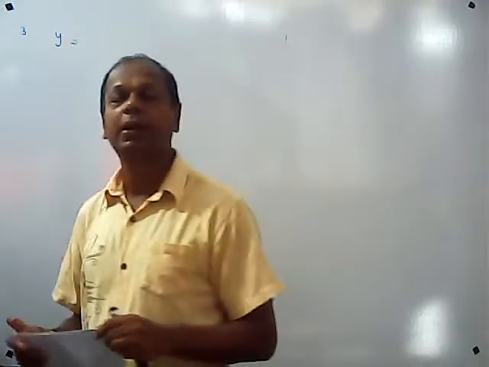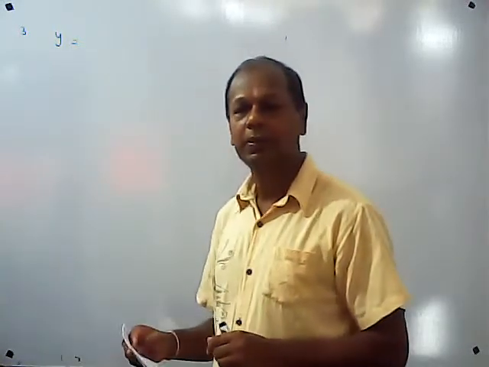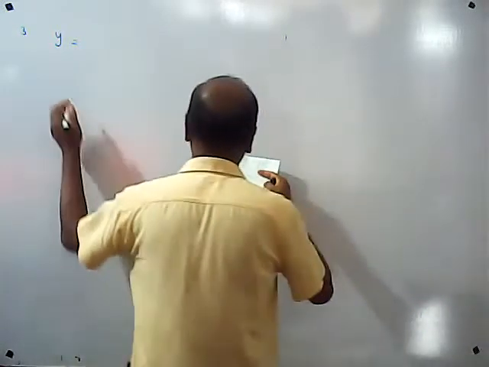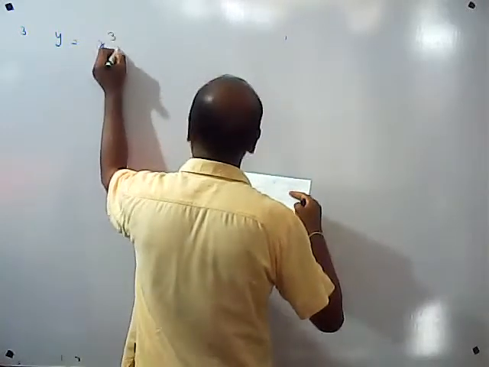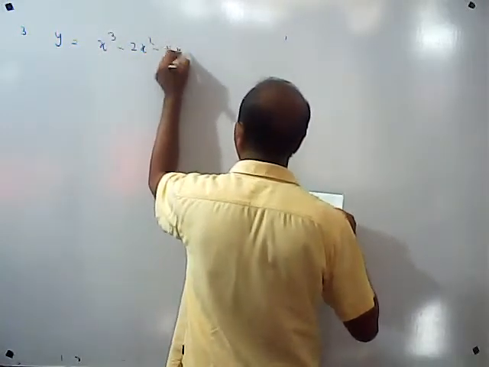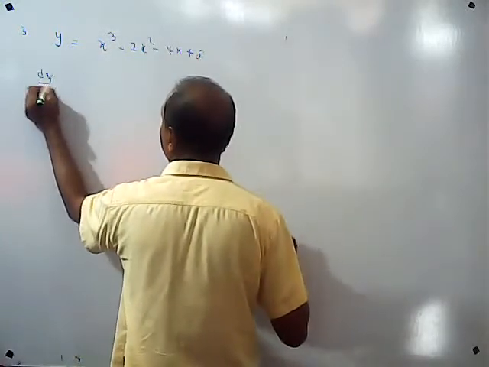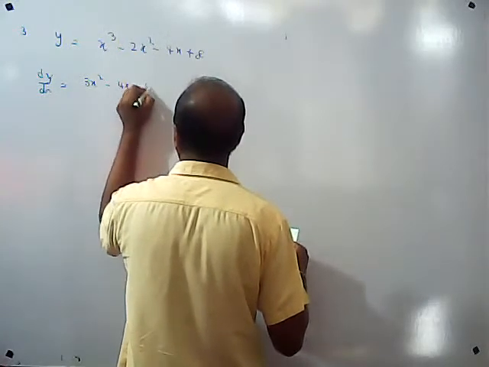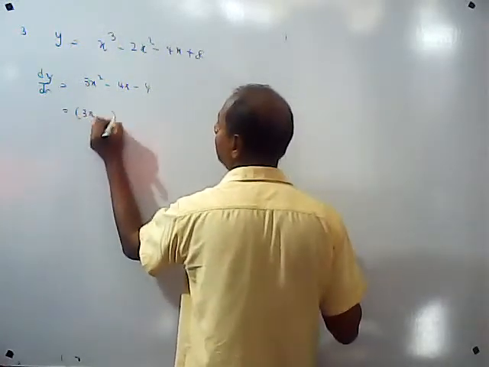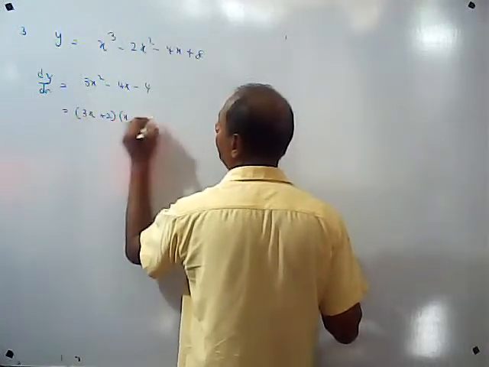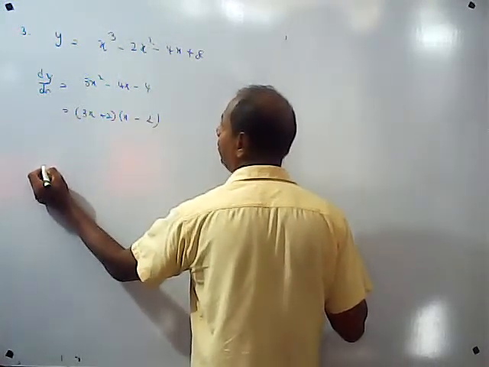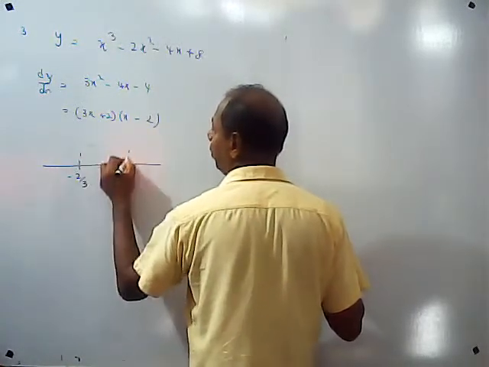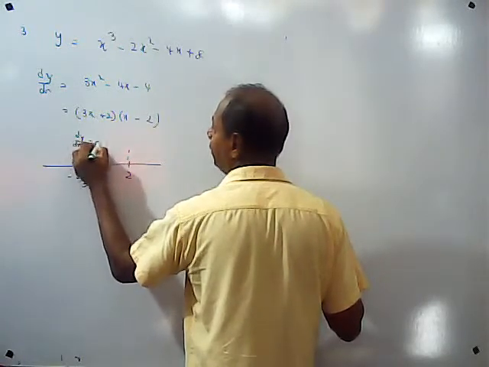Okay, this is the third question I gave: x cubed minus 2x squared minus 4x plus 8. You first find dy by dx. It is 3x squared minus 4x minus 4. You have factors. So in the real number line, you mark everything, minus 2/3 and plus 2. dy by dx is equal to 0 at these points.